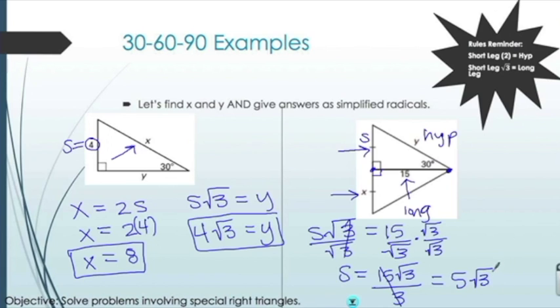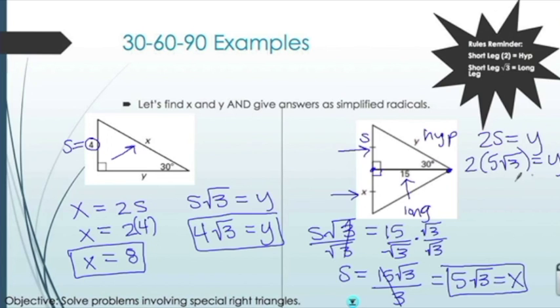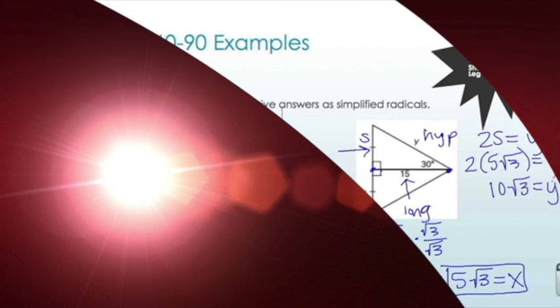That is your short leg of the top triangle, which is congruent to the value of x. This is also x. Now I can use this to find the hypotenuse. Remember that 2 times the short leg is what's going to give us our y value, the hypotenuse. So 2 times 5 root 3 is equal to y. So our value for y is 10 root 3.